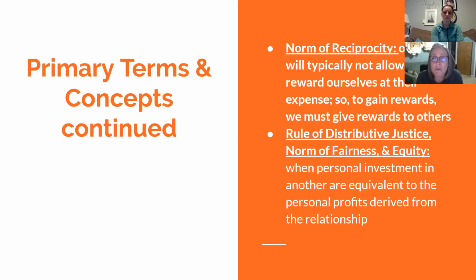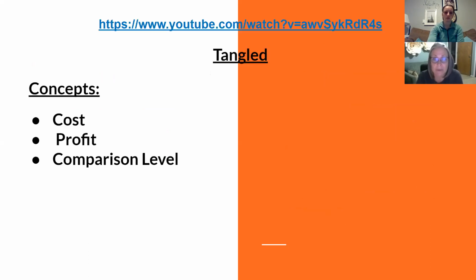Another is norm of reciprocity. Others will typically not allow us to reward ourselves at their expense, so to gain reward, we must give reward to others. The rule of distributive justice, norm of fairness and equity. When personal investment in another are equivalent to the personal profits derived from the relationship.